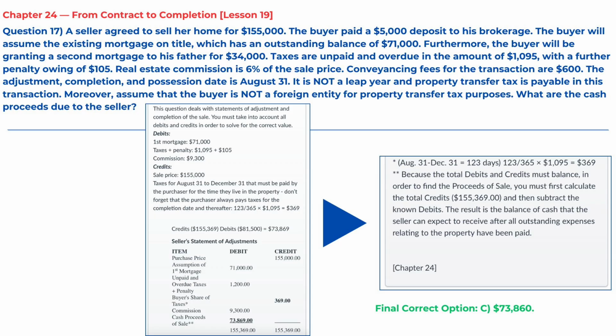$73,869. Debit: August 31st to December 31st equals 123 days. 123 days divided by 365 days times $1,095 equals $369.